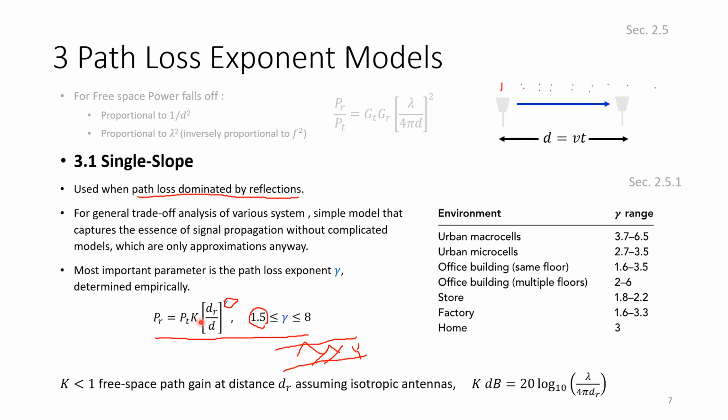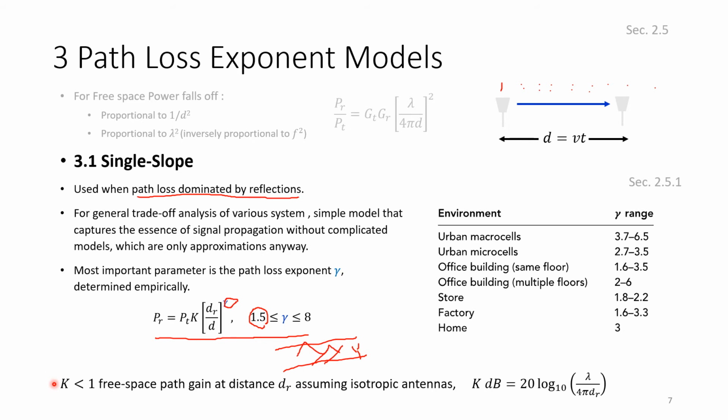Now, we're going to use K here. Remember that we have this equation. It's exactly the same equation, but we are rewriting things. So dr is a reference distance where we measure the power, and let's say 1 meter, 2 meters. We have distance and reference distance. K is going to be 20 log base 10 of lambda over 4 pi dr. It comes from the same equation here. So free space path gain at distance dr.